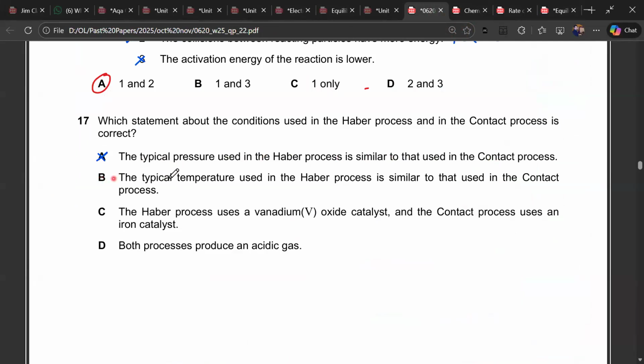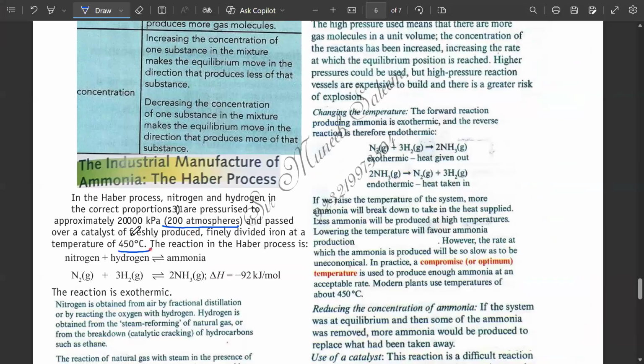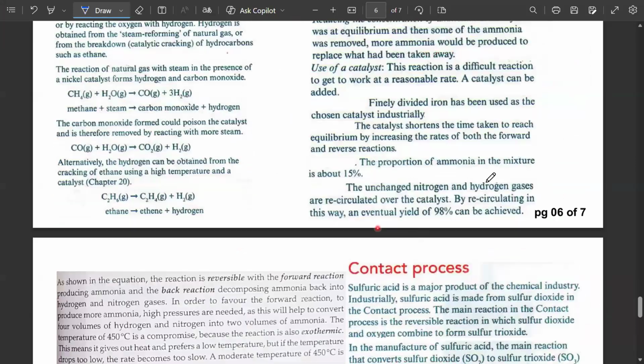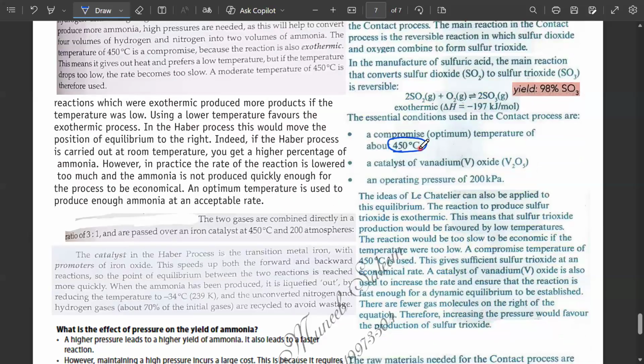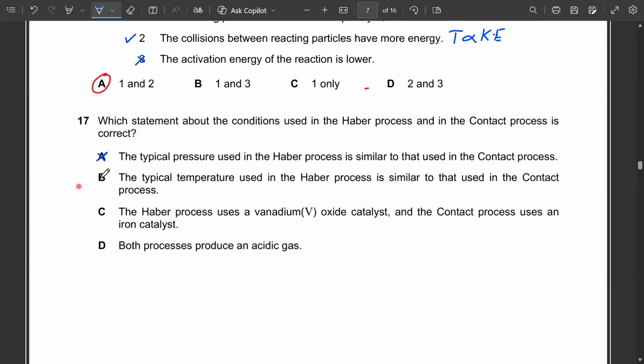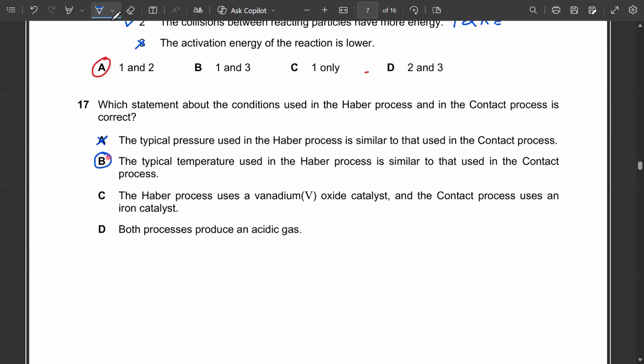Then B says the typical temperature used in the Haber process is similar to that in the contact process. If we look at the temperature, the Haber process temperature is 450 degrees centigrade, which is also equivalent to the temperature required in the contact process, 450 degrees centigrade. So both are similar, and B is the correct option. Even then, we can validate the other options.